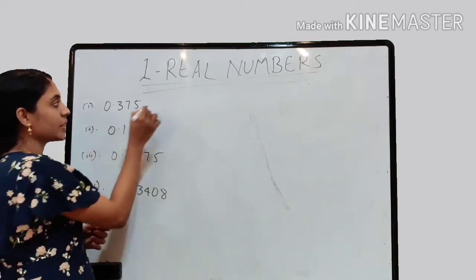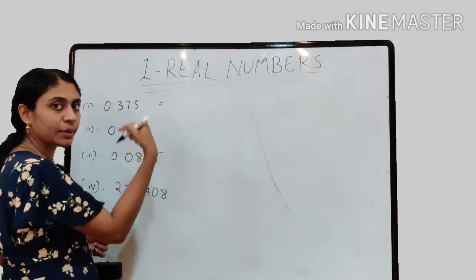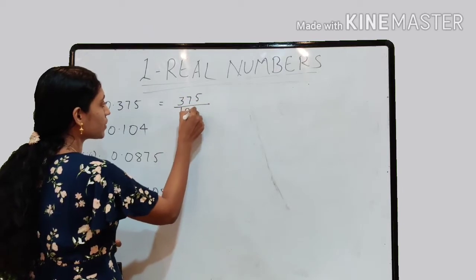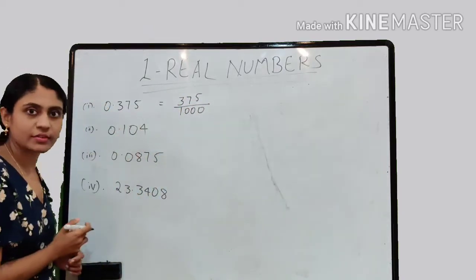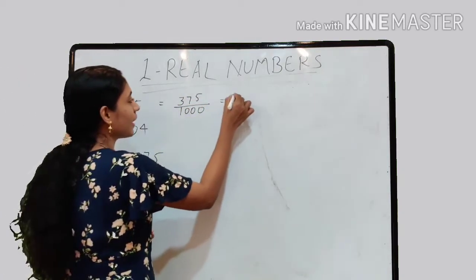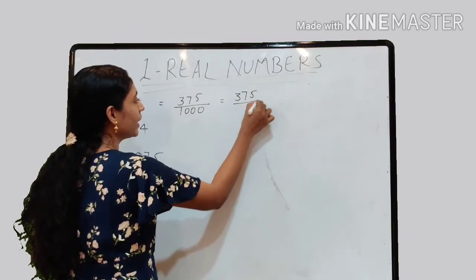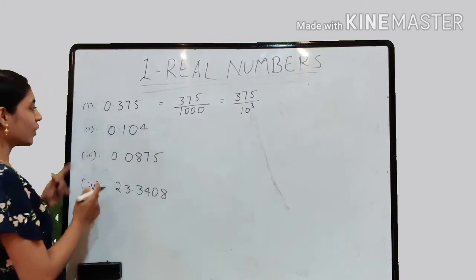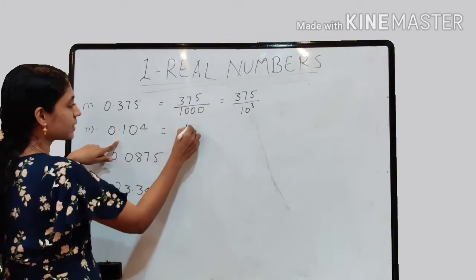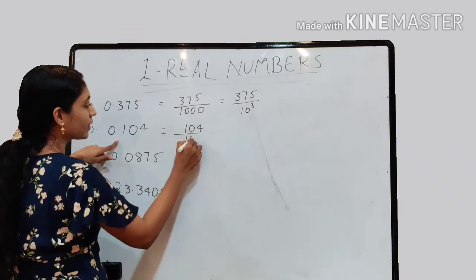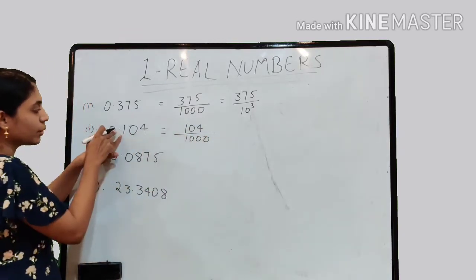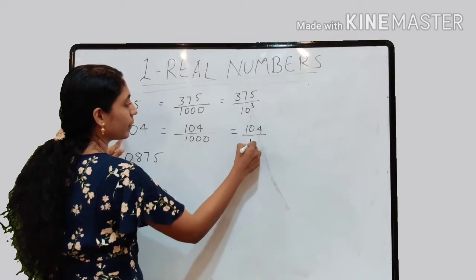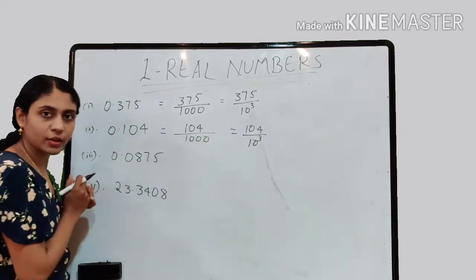See, 0.375 can be written in the p by q form. How can we write it? 375 by 1000, right? This can be written as 375 by 1000, which again can be written as 375 by 10 raised to 3, because 10 raised to 3 is 1000, right? Now going to the next one. This can be written as 104 by 1000, again 1000 in order to remove the decimal, right? Which is equal to 104 divided by 10 cube, right?